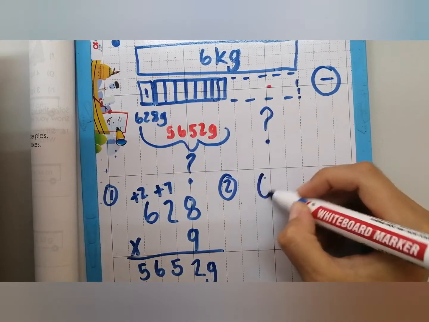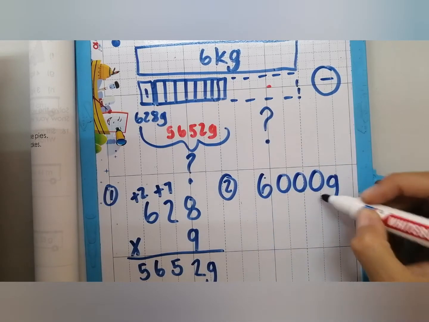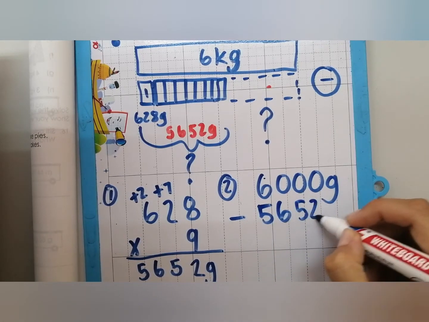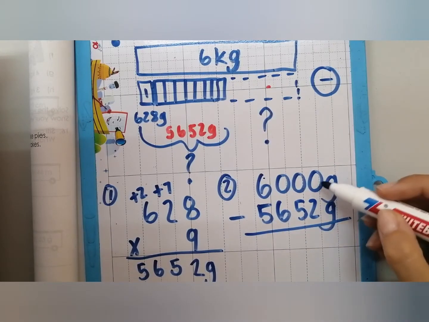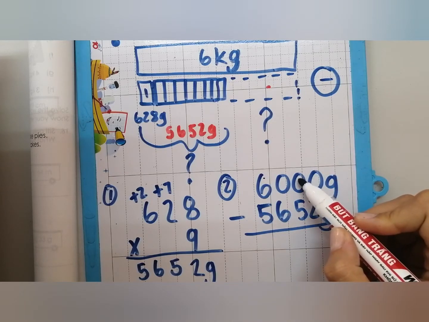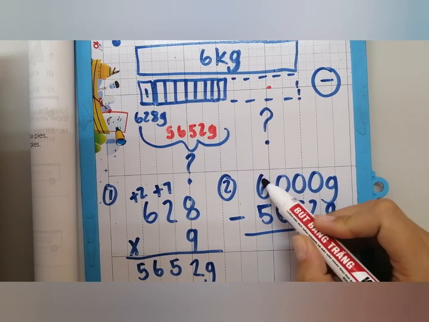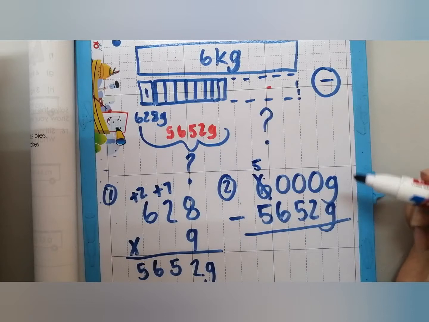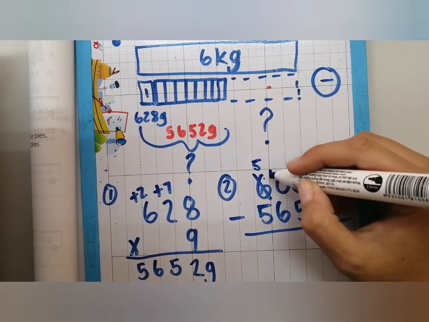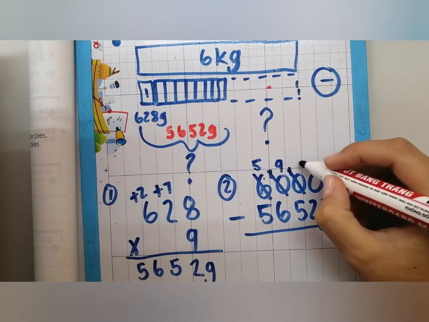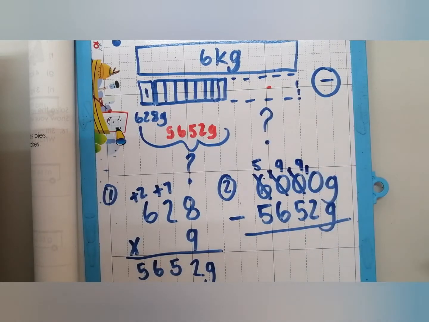6 kgs equals 6,000 grams minus 5,652 grams. Minus 0 minus 2, can't do it. Need to hop to our neighbor until we have something. Hop, hop, hop. There we go. 6. Cross it out. Write what's left over. Give 1 away. Cross it out. Write what's left over. Give 1 away. One more time. Cross it out. Write what's left over. Give 1 away.